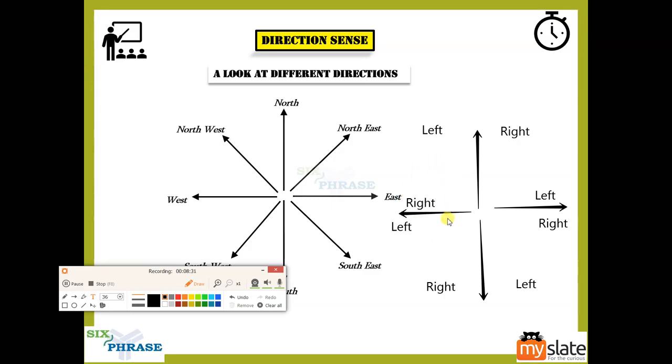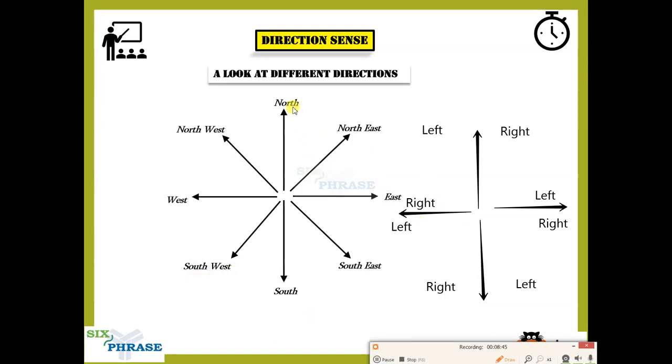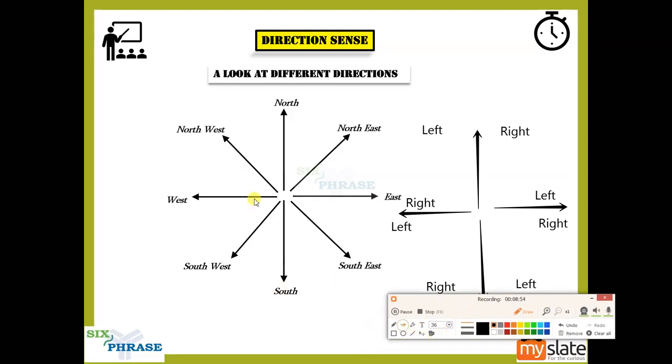Now see, left and right, you cannot say that a particular direction is left and a particular direction is right. So you cannot have a specific direction for it, but for the rest of the 8 directions, whenever they say north, it is always this direction, correct? Whenever they say south, it is always this direction. Whenever they say west, it is always this direction. Whenever they say east, it is always this direction. Okay, whenever they say southeast, it is always this direction. So there can never be a change in it.